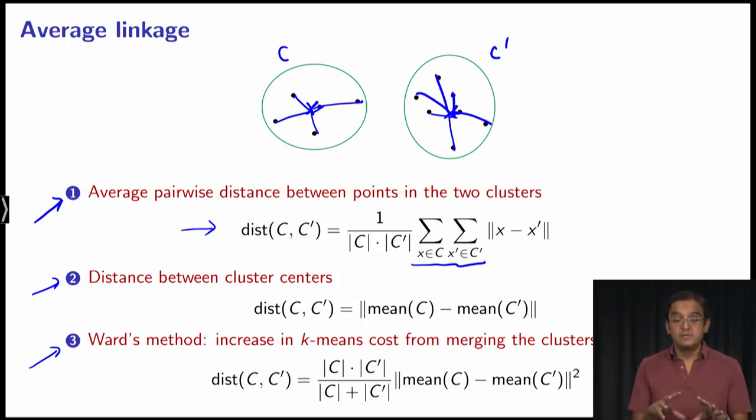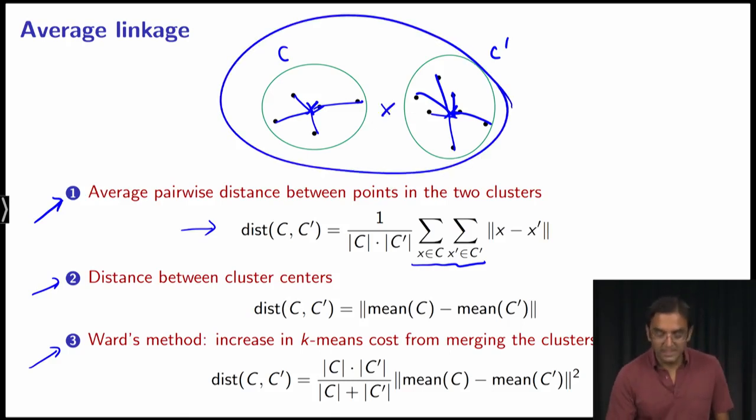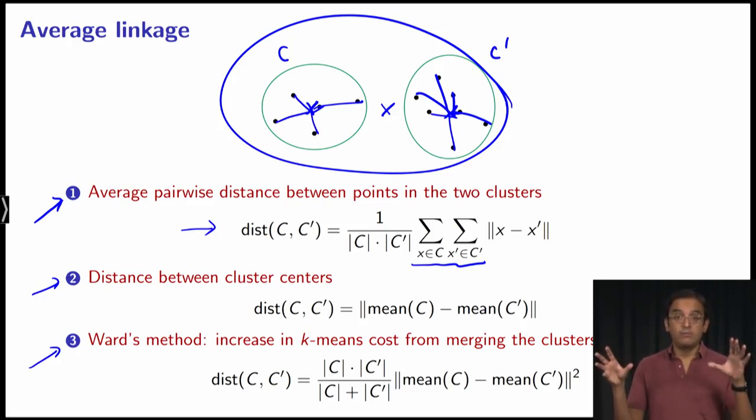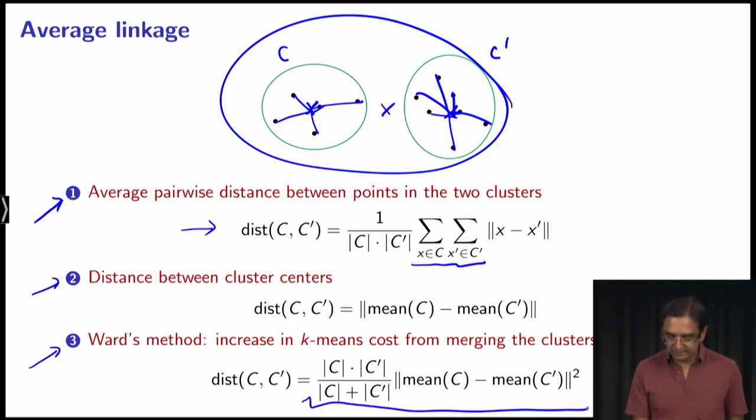Now, when you merge these two clusters, you're going to just have one big cluster over here, and you're going to have a new mean, which is going to be somewhere in the middle. And so the new k-means cost will just be the distance of all the points in C or C prime to that new mean, squared and added up. So you had the cost before, and now you have the new cost, which is going to be larger. What is the difference between those two costs? That's how we're going to define distance. And it turns out that the difference is given exactly by this formula over here. It simplifies to something like this.